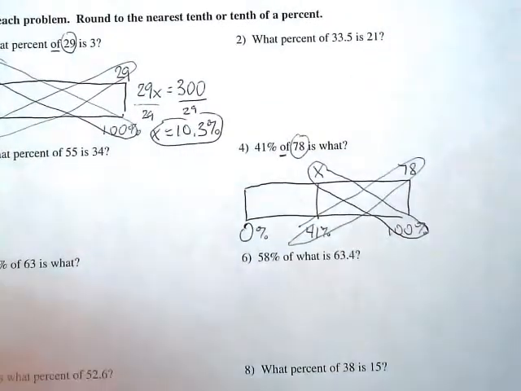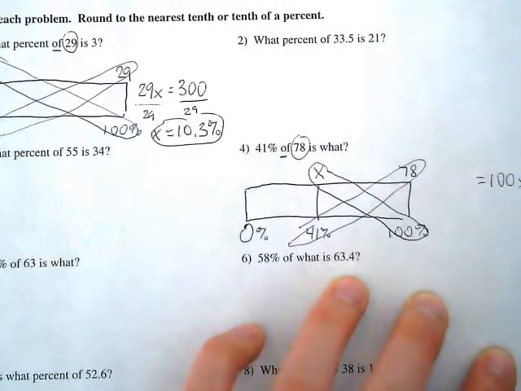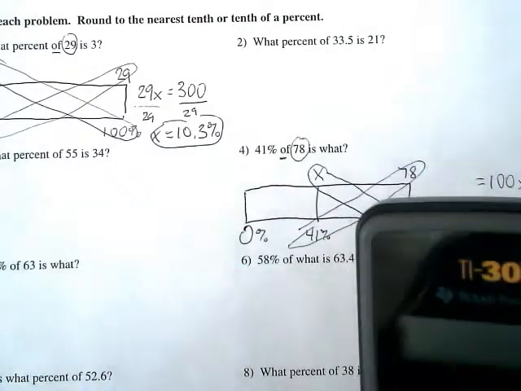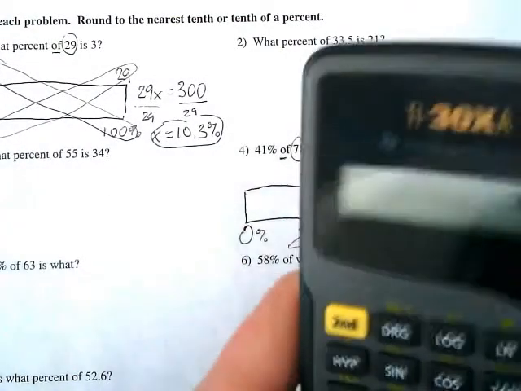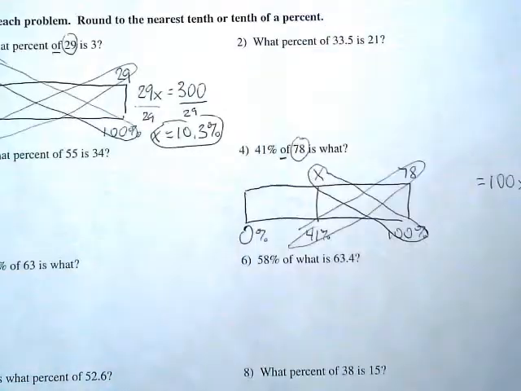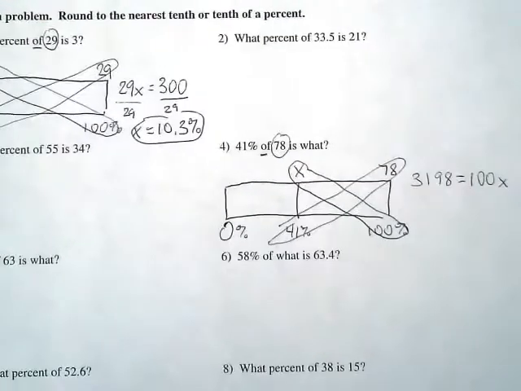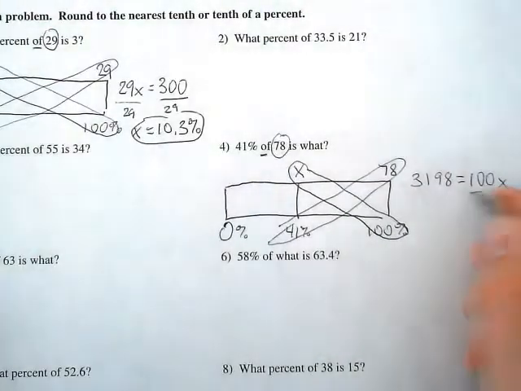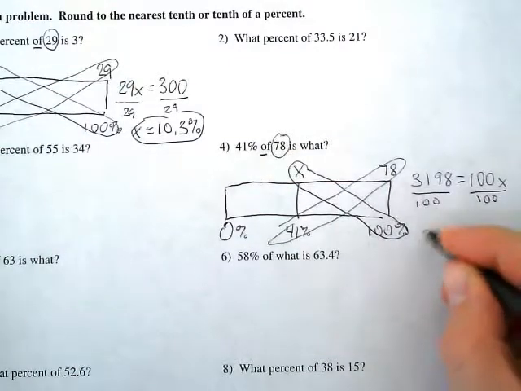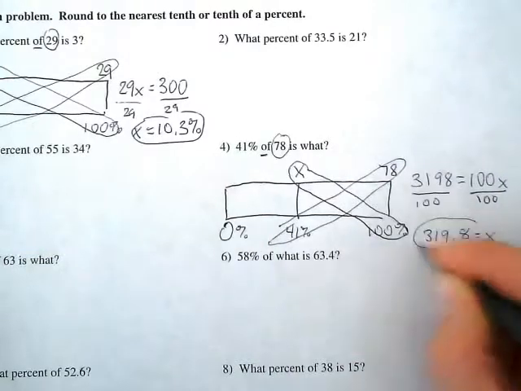And that will get us, let's see, x times 100 is 100x. And 78 times 41 is 3,198. All right, I'm going to divide both sides by the number next to the x. And we get 319.8 equals x.